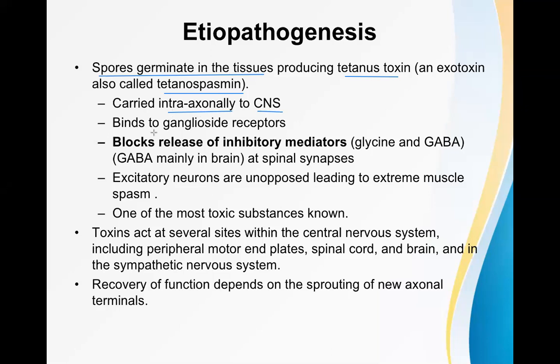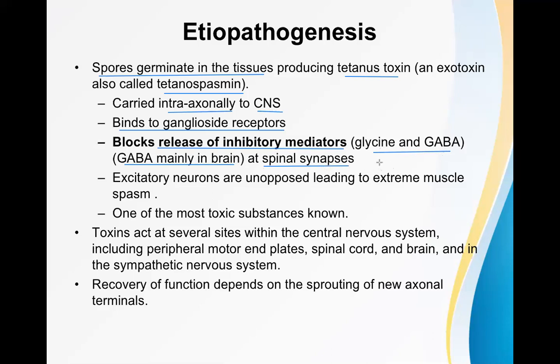When the toxin reaches the central nervous system, it binds to ganglioside receptors there, and after that it blocks the release of inhibitory neurotransmitters, or mediators, like glycine and GABA. Glycine and GABA are the important inhibitory neurotransmitters in our central nervous system. If I want to divide them, glycine is mainly present in the spinal synapses, and GABA is mainly present inside the brain. Glycine mainly in the spinal cord, and GABA mainly in the brain.